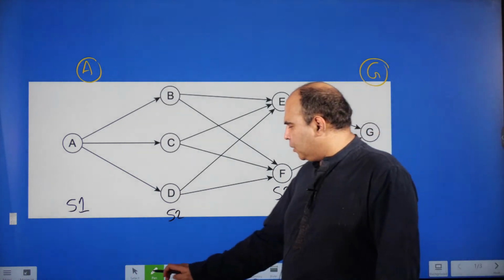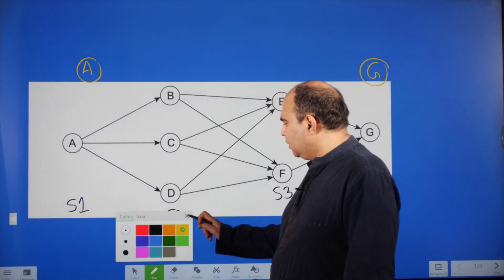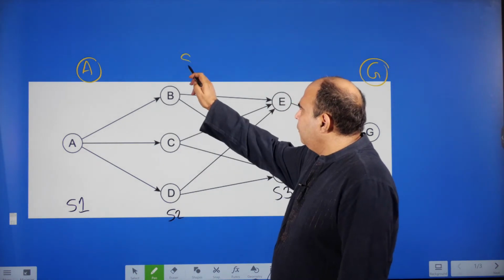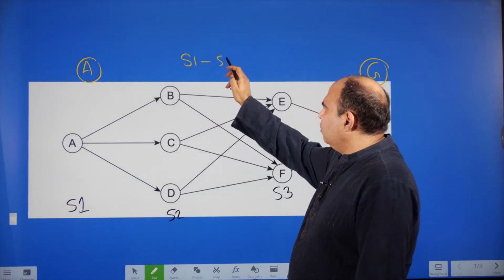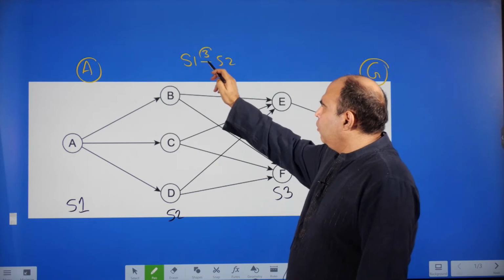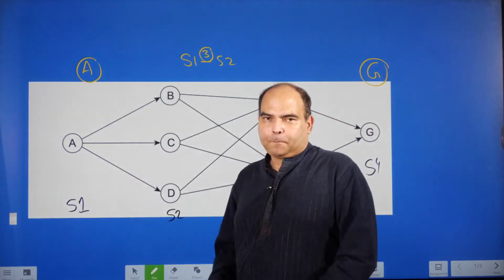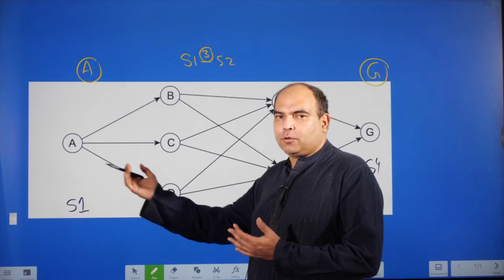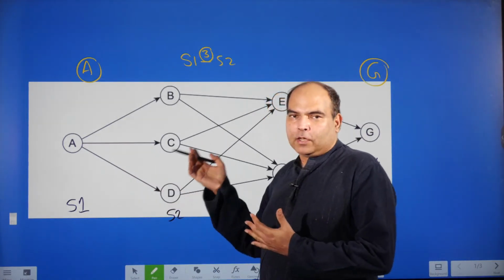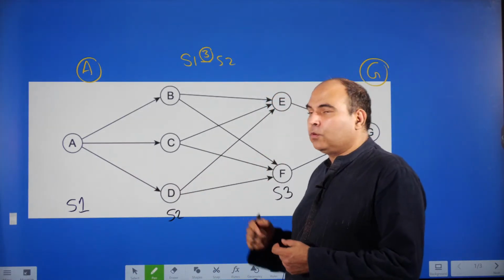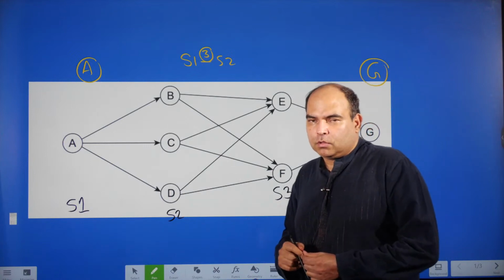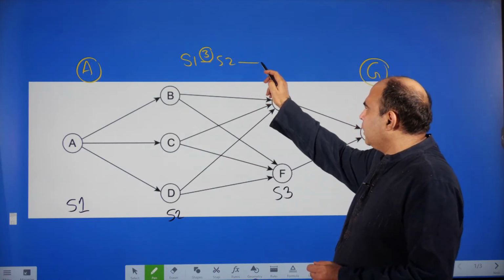So if I think of how many routes there are in this case, from stage 1 to stage 2, I've got 3 routes, because I'm at A, and to go from A to stage 2, I can go either to B or C or D. So there are 3 routes from stage 1 to stage 2. How many routes are there from stage 2 to stage 3?